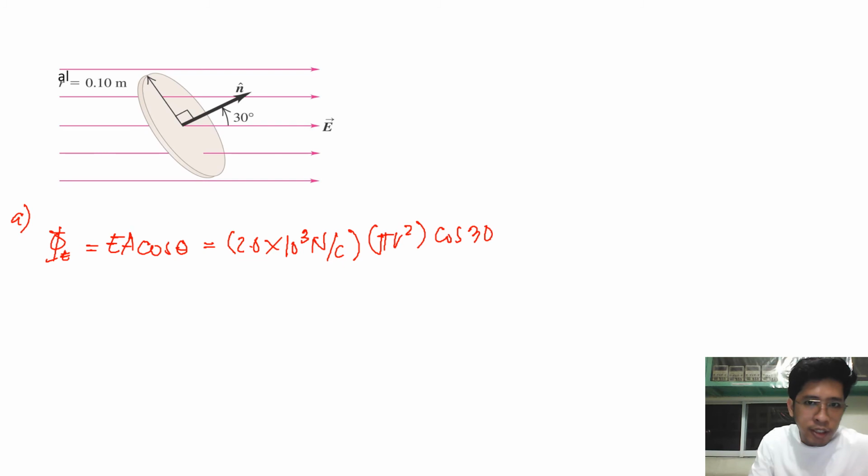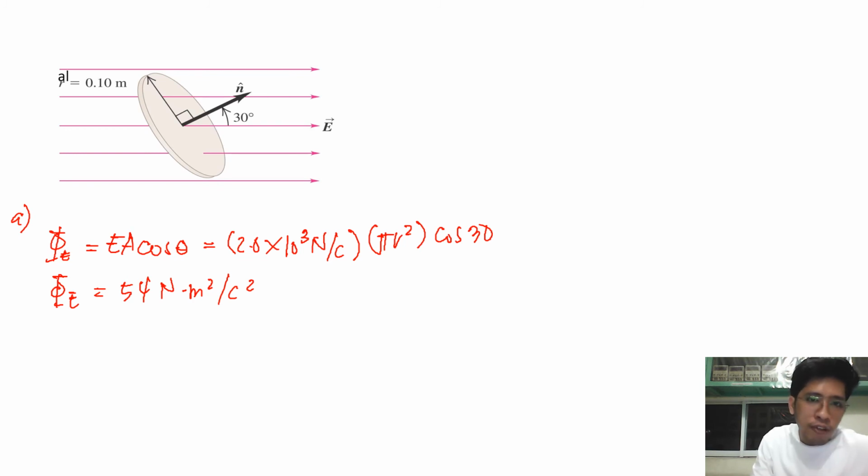So this is A, the flux through the disk. This is just your EA cosine theta. We have your electric field E, which is equal to 2.0 times 10 to the third power newton per coulomb, times the area. Since that is a circular disk, you have pi r squared, and then cosine 30 degrees. Theta is 30 degrees. You just solve the area, input the values in your calculator, and you get an answer of flux, which is equal to 54 newton meters squared per coulomb for the flux.